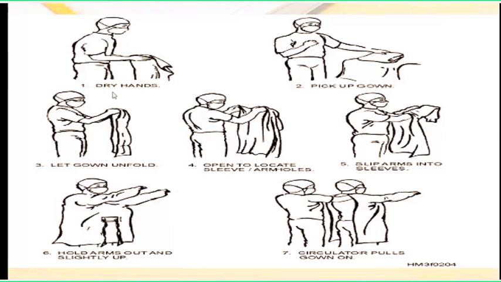This slide is basically illustrating proper donning of sterile gowns. One, after scrubbing, you ensure you dry your hands first. Then you pick up the gown. Then you let the gown unfold. Then you locate the sleeves or the armholes. Then you slip into each of the sleeves. Then you hold arms out and slightly pull it up. Then you ask the circulator to pull the gown on appropriately for you.